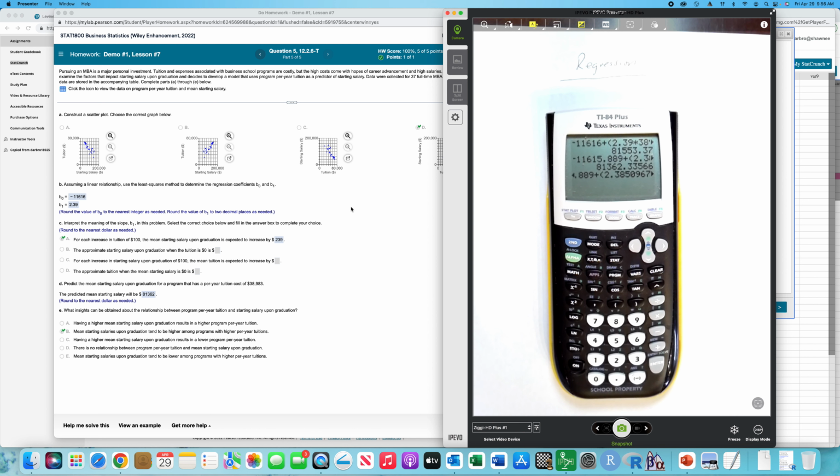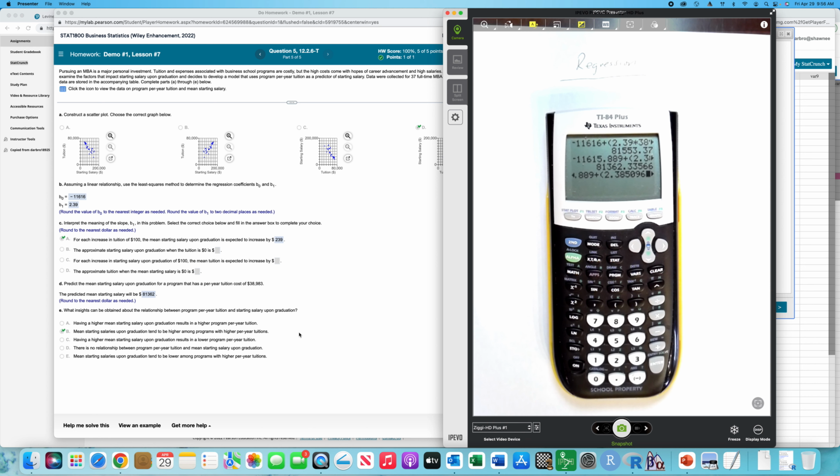So what insights can be obtained about the relationship between program per year tuition and starting salary? Well, we clearly have a positive slope, 2.38, 2.39. And so that tells me I have a positive relationship, and a positive relationship tells me that as per year tuition increases, then the predicted starting salary upon graduation increases. So the one that corresponds with that is B, mean starting salaries upon graduation tend to be higher among programs with higher per year tuitions.